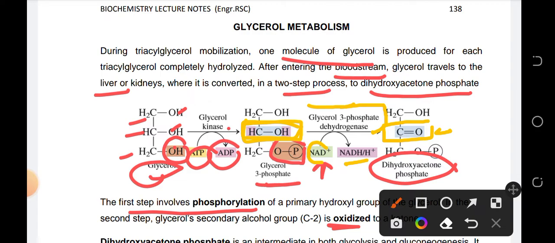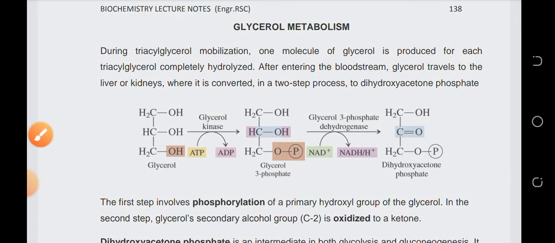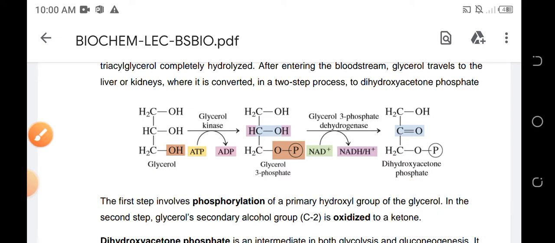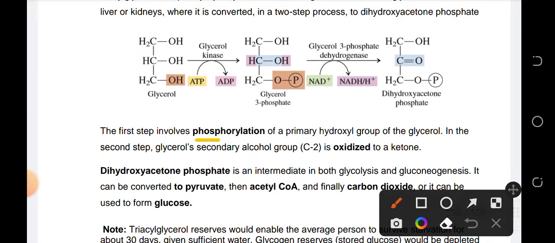And from that, ayan na ang ating dihydroxyacetone phosphate. Okay, so from being a glycerol, magiging dihydroxyacetone phosphate siya. So, yun nga sabi kanina, the first step is phosphorylation, and then in the second step naman, the secondary alcohol is oxidized into a ketone. Okay? So, from being an alcohol, naging ketone daw siya.